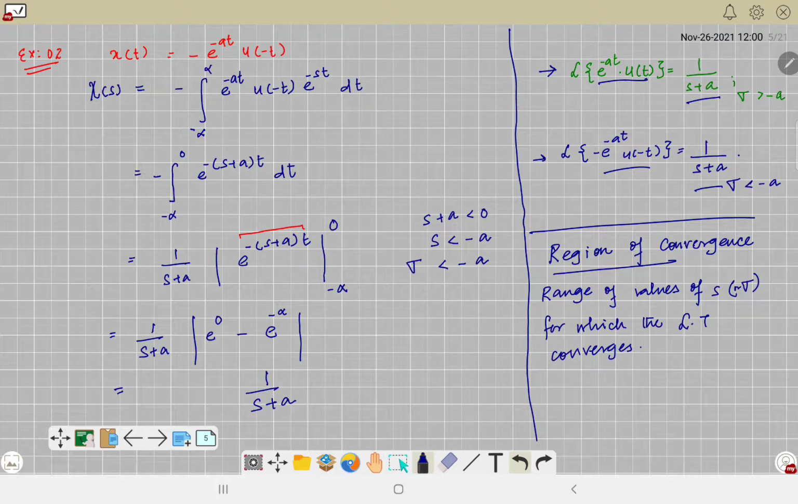But in Laplace transform you don't actually have to satisfy the Dirichlet conditions, but you have to specify what my region of convergence is, what are the values of sigma for which this transform is actually converging as a finite value. Okay? So this is region of convergence.